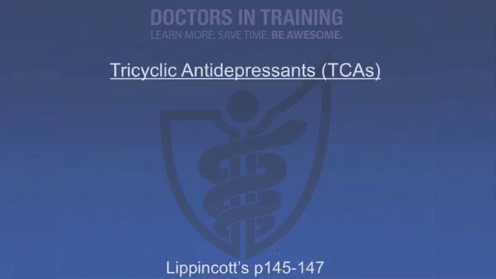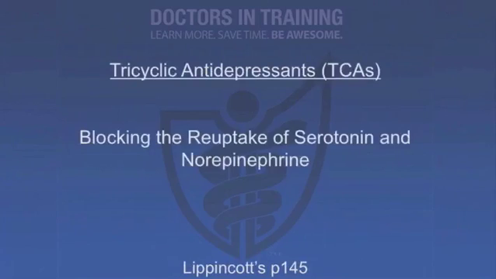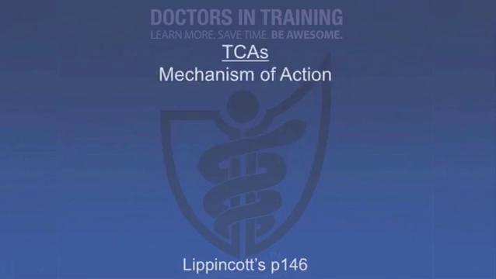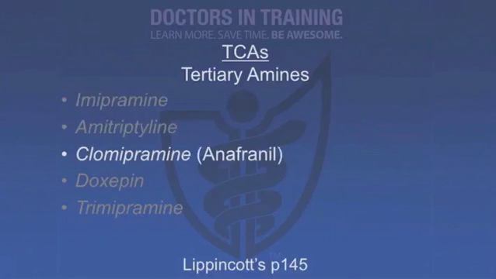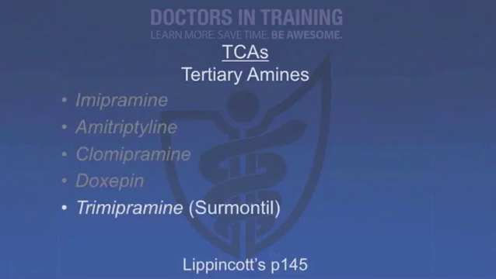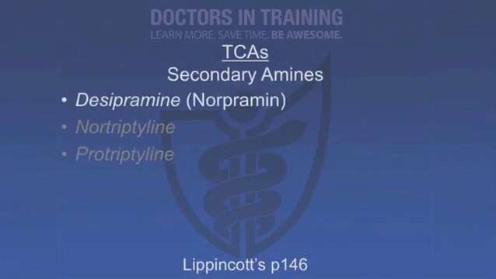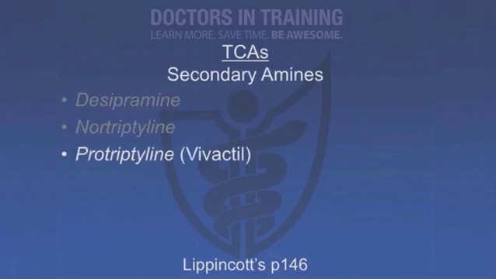Next, we will talk about tricyclic antidepressants. Tricyclics work by blocking the reuptake of serotonin and norepinephrine. Their mechanism of action is similar to venlafaxine and duloxetine, but they differ because of their side effect profile. This class of medication includes your tertiary amines, which include imipramine, amitriptyline, clomipramine, doxepin, and trimipramine. You also have the secondary amines in this class, which include desipramine, nortriptyline, and protriptyline.